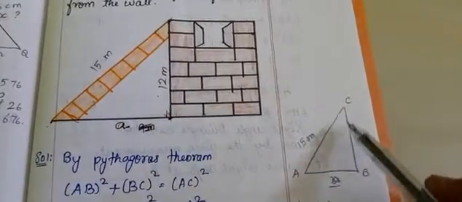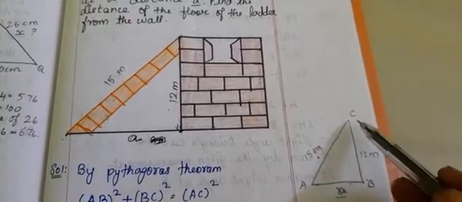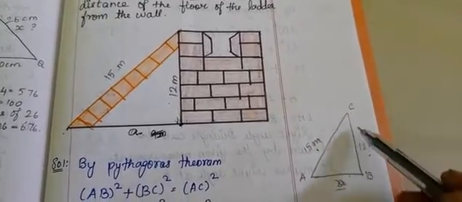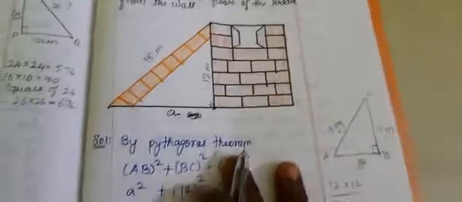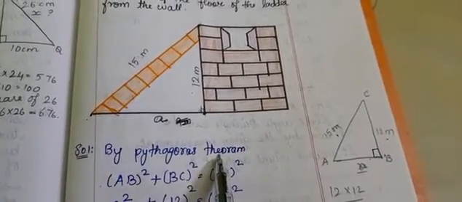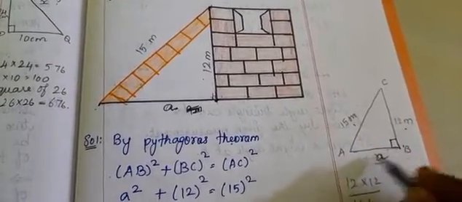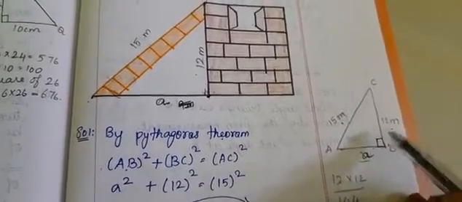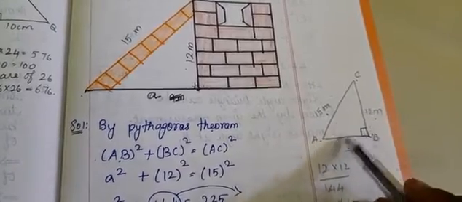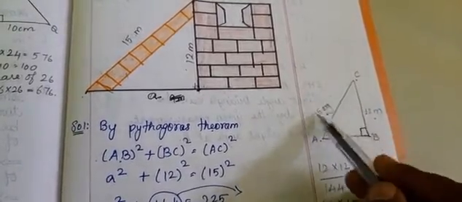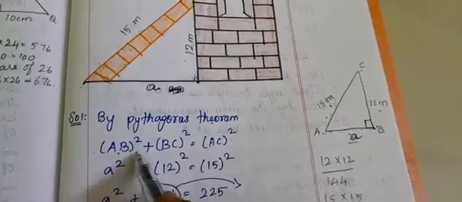The same thing I have drawn as a triangle. See, the ladder is 15. We don't know the base. Next, the length of the wall is 12 meter. It is a right angle triangle. So as before, we have to use the Pythagoras theorem to find the missing length of a right angle triangle. The sum of the squares of two sides is equal to the square of the third side. So AB square plus BC square is equal to AC square. That is what I have written here.